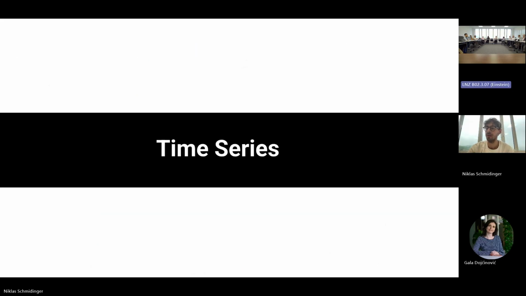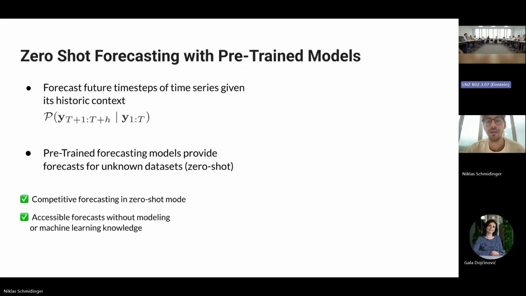Yeah, so next would be the time series. This is the recent model that has been released called Tyrex. It does zero-shot forecasting with pre-trained models. So what is the problem in forecasting? Basically, you want to predict future time steps of a time series given just the historic context, so classical forecasting. But here the twist is that you train a foundation or general model. You train it on a lot of time series from a lot of data sets, and then you can do zero-shot forecasting.